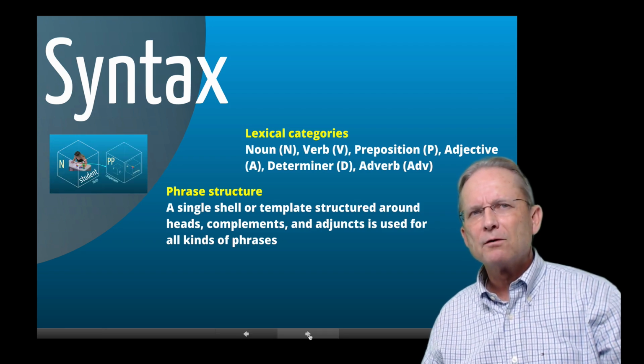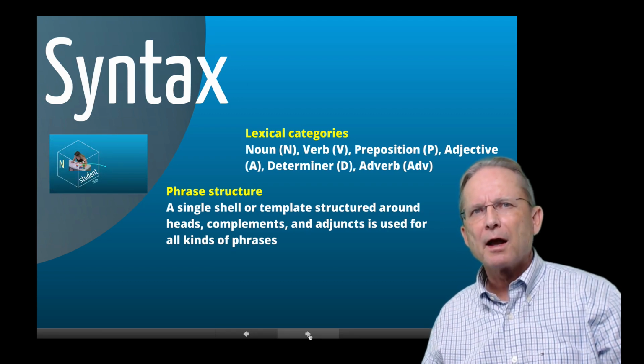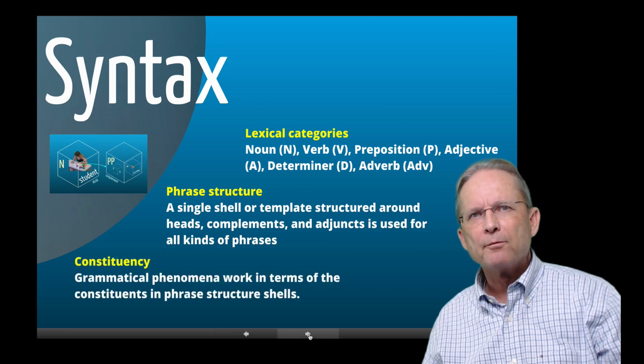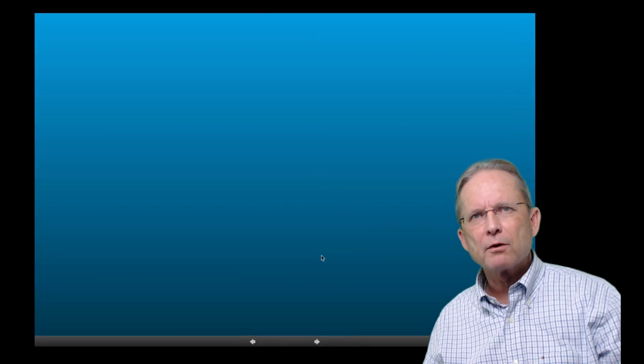Second, there's a single structural shell or template for all types of phrases, such that heads, complements, and adjuncts appear systematically in the same kinds of slots all over the language. And third, there are grammatical phenomena, such as anaphora, ellipsis, and emphatic focus, that operate in terms of the theoretical constructs at play in this kind of structural shell. With this in mind, I'll review and expand a little on the basic structure of noun phrases, and then show how and why this same structure works for verb phrases.